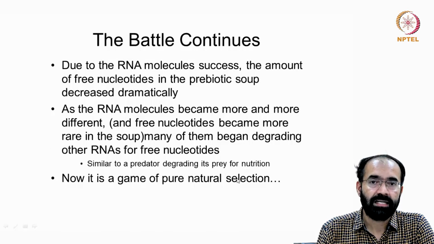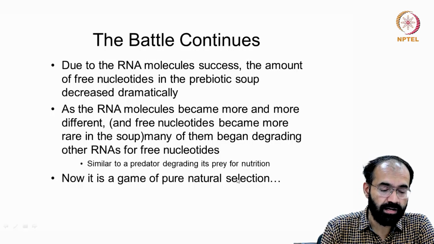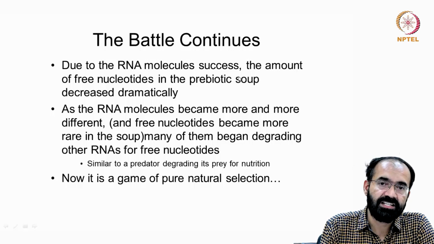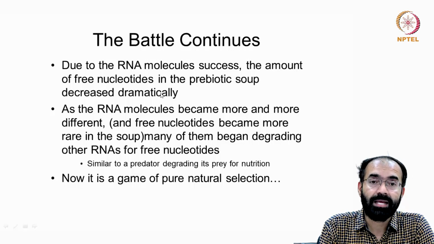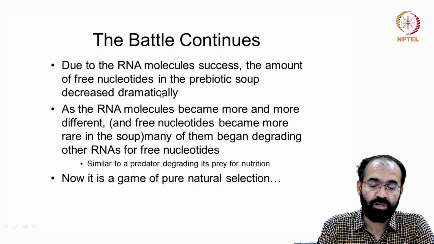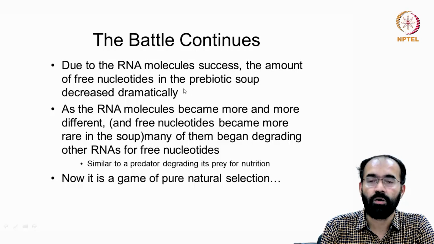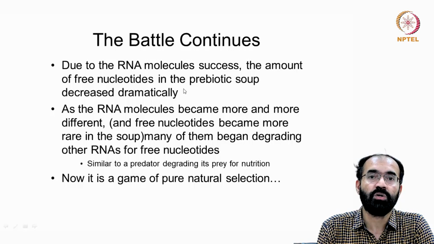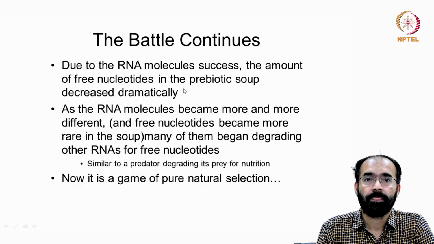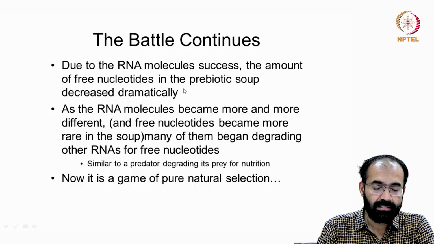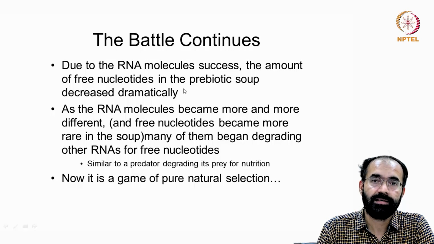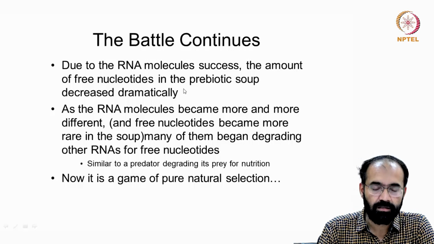So this battle continues for longer and longer time. Due to the RNA molecule's success, the amount of free nucleotides in the prebiotic soup became lesser and lesser, because there is always a demand. Like you can think about the old planet Earth, there was a lot of gold and people kept on mining and mining and mining, and all the gold is either in pure gold blocks or in the form of ornaments. Now the density of gold has decreased and decreased, but of course it is still there. Of course people keep on mining. Same logic applies.